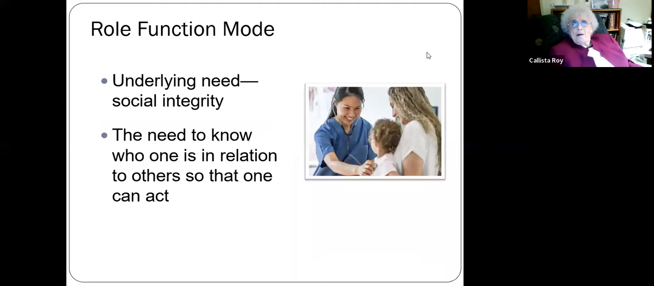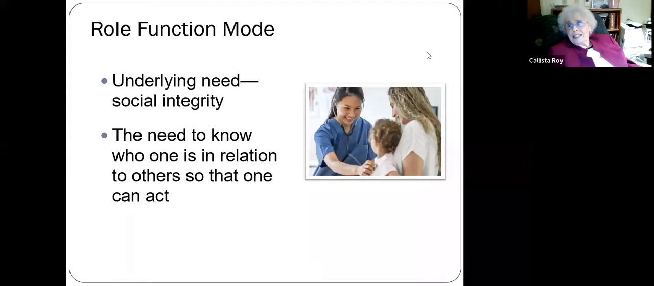The role function mode, then, the underlying need is for social integrity. This is the need to know who one is in relation to others so you can act. You go to a new hospital, maybe you're in the cafeteria, and someone says, "That's the head of nursing over there." But still, you know her role, but you don't know how to act yet. So they tell you, here, we always call her by her first name, or we would never call her by our first name. So role function has to tell you how to act, give you clues about how to relate to other people.